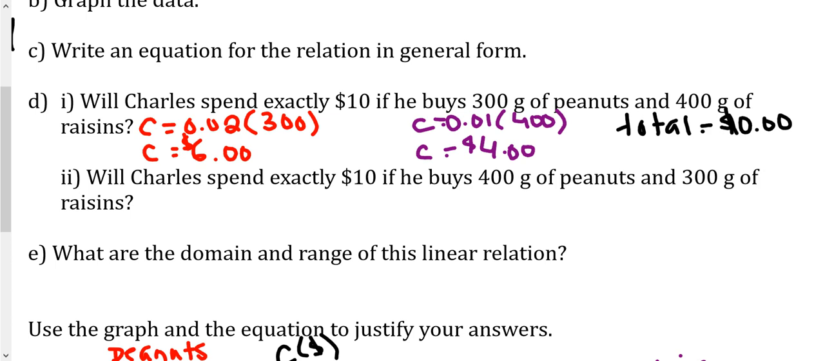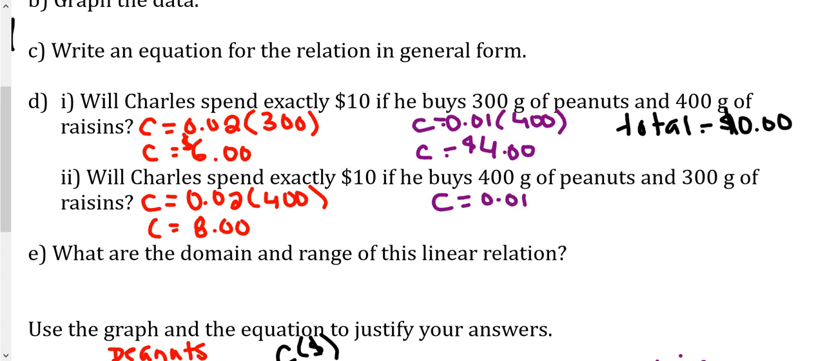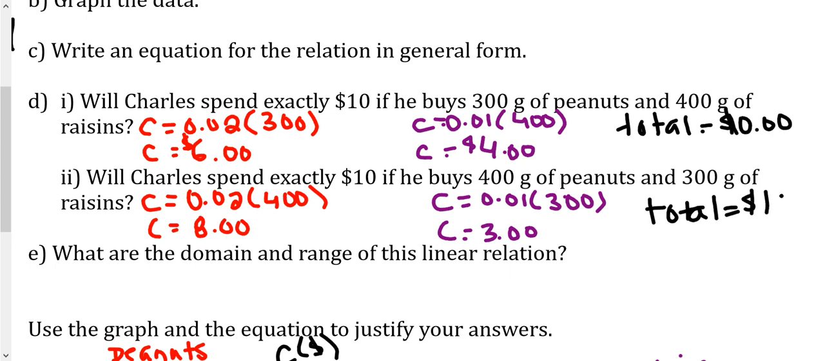Will Charles spend exactly $10 if he buys 400 grams of peanuts and 300 grams of raisins? Well, let's give that one a try. The cost of 400 grams of peanuts, I'm doing 400 times 0.02, and that's going to end up giving me 8. So he's buying $8 so far worth of peanuts. If he buys 300 grams worth of raisins, that's actually going to end up costing us $3. And so here our total equals $11. So no, he will not spend $10.